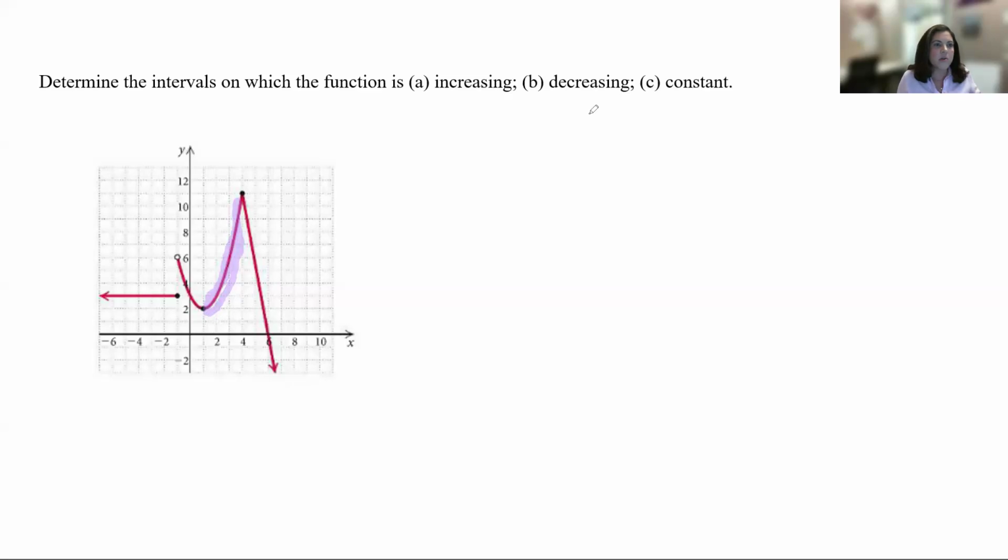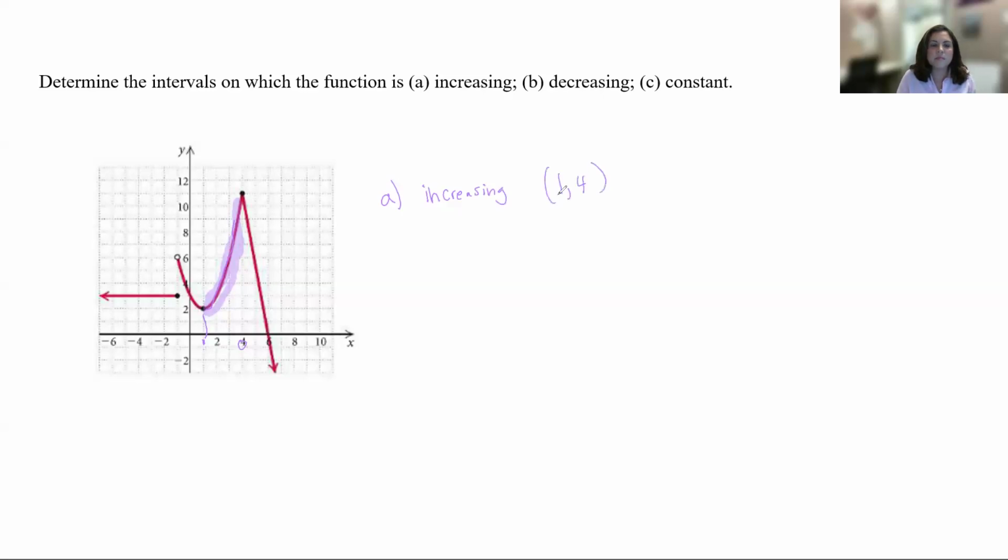And so when I'm going to describe this interval, again, I need to use the x-axis. So I look at where it started increasing. That's at x equals 1. It was increasing all the way up until x equals 4. And so we would say that this function is increasing from left to right from x equals 1 until x equals 4.